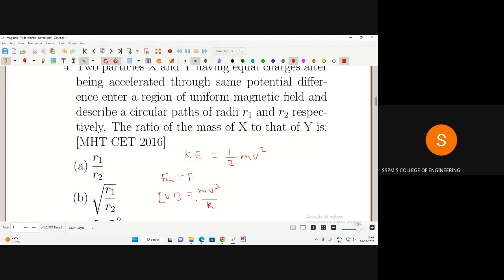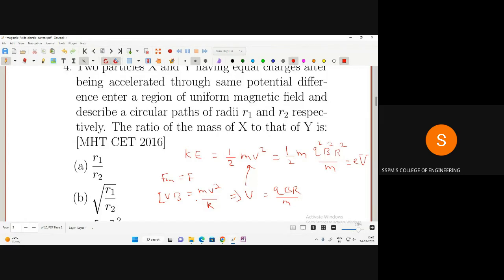And then you find the relation for V. By rearranging the terms, we get the equation for V: V is equal to qBR divided by m. Now substitute V in the equation of the kinetic energy. It becomes half m times q squared B squared R squared divided by m squared. This kinetic energy must be equal to eV, where V is the potential.